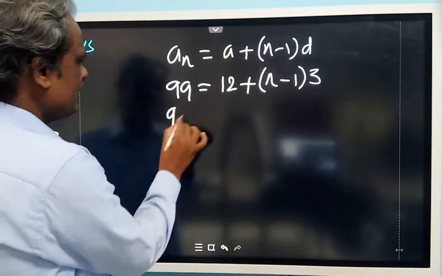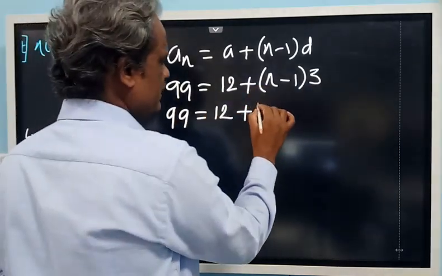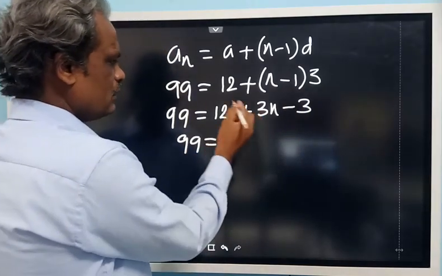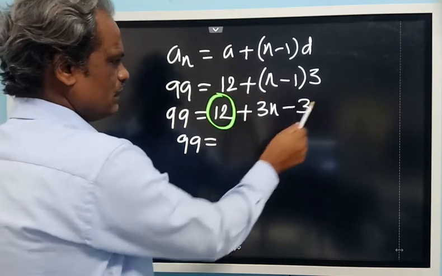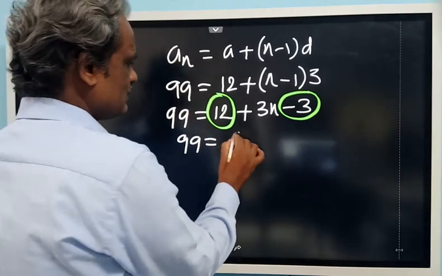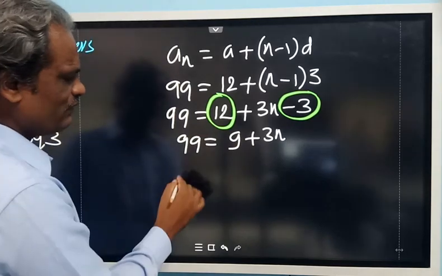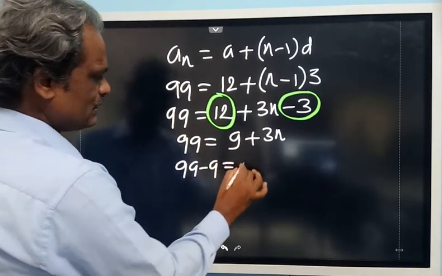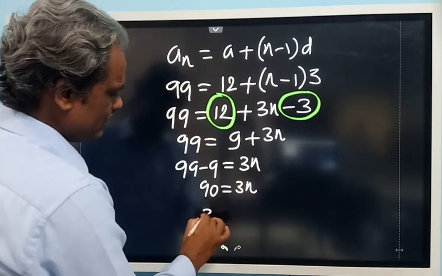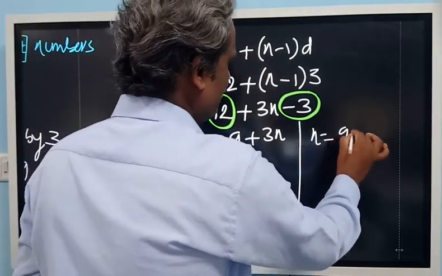Now simplify this one. 99 is equal to 12 plus, multiply this inside, 3 into n, 3n minus 3 ones are 3. So 99 is equal to, look at this number 12 and this 3. This is positive and negative. 12 minus 3 is 9 plus 3n. Now you transfer this 9 to the left side. 99 minus 9 is equal to 3n. So therefore 90 is equal to 3n, or 3n is equal to 90. So it implies n is equal to 90 by 3.